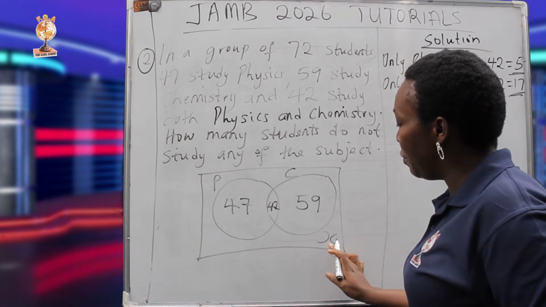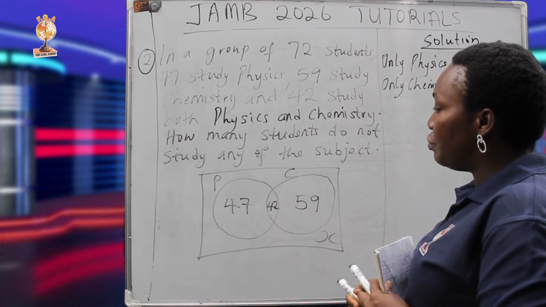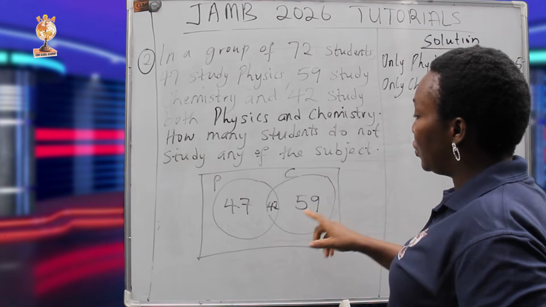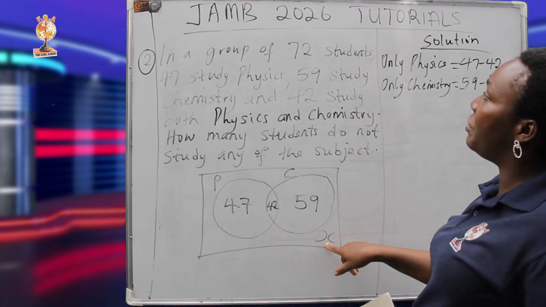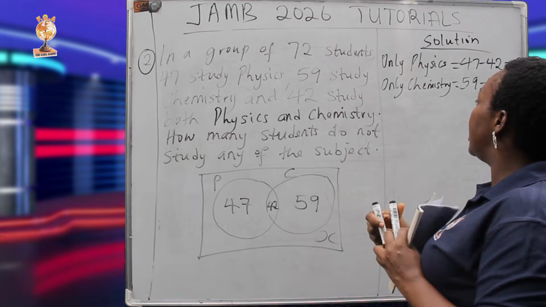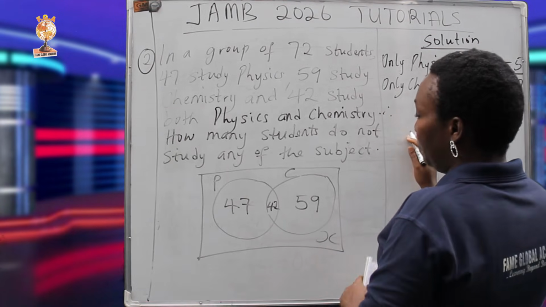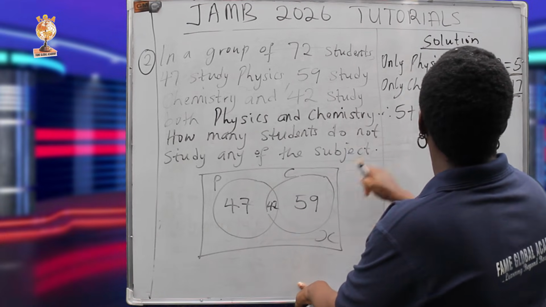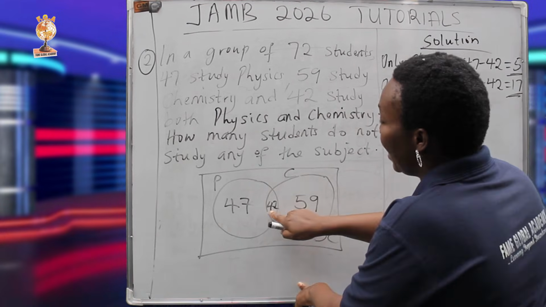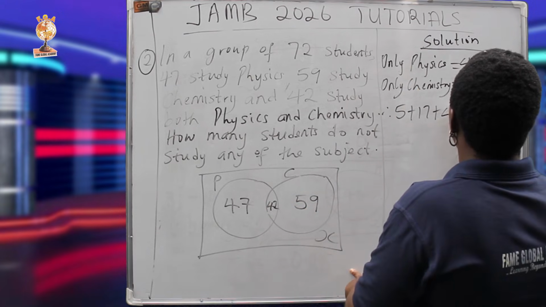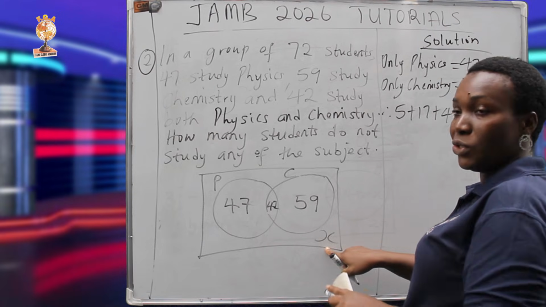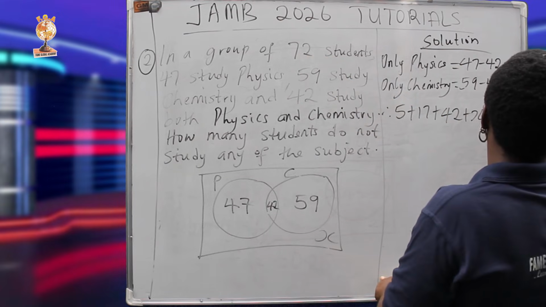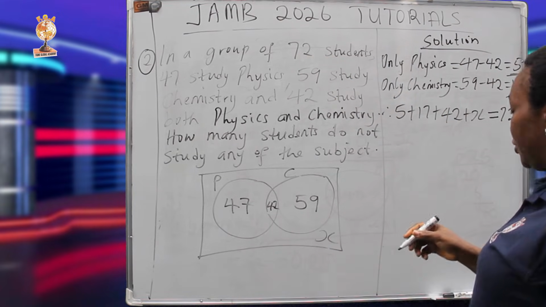Now, for you to know how many people do not offer any of them, you are going to replace this 47 by 5 and replace this 59 by 17, add it together with this 42, including the S, everything equal to the total number of students. Therefore, the number that study only physics is 5, plus the number that study only chemistry is 17, plus the number that study both physics and chemistry is 42, plus the one that does not study any of them, which is X. Everything equals the total number of students, which is 72.